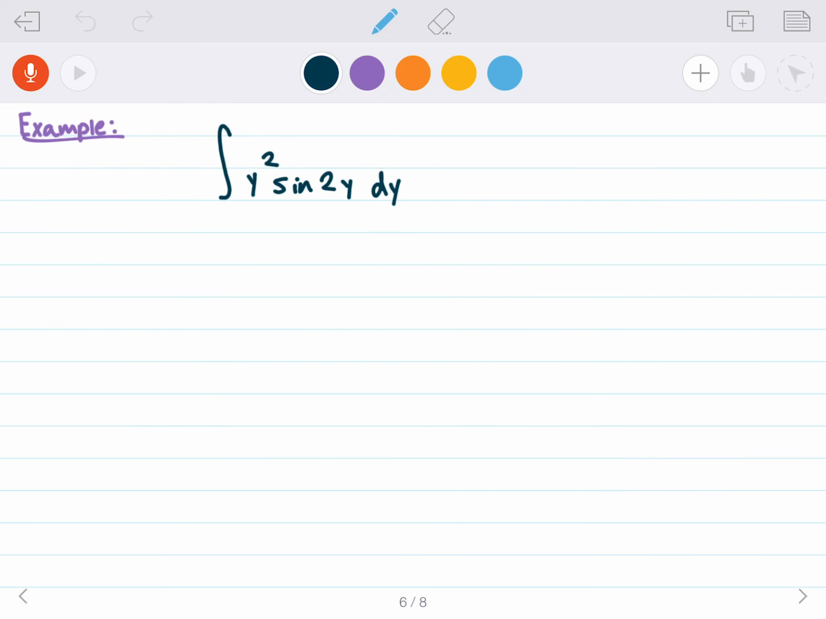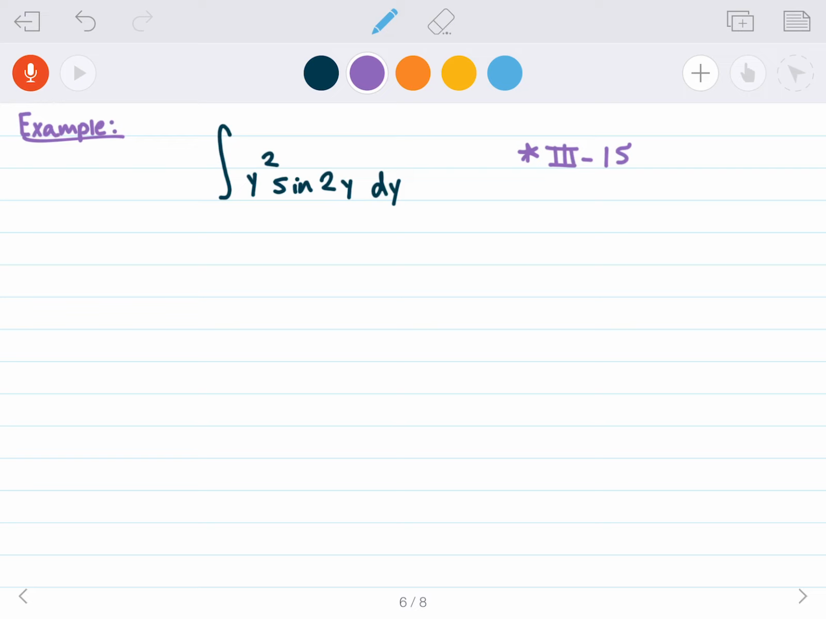Okay, our next example is find the integral of y squared sine of 2y dy. So looking at our table, we want to see which of these formulas matches best with what we have. And that, I believe, is numeral 3-15. Okay, and that's the polynomial times sine.